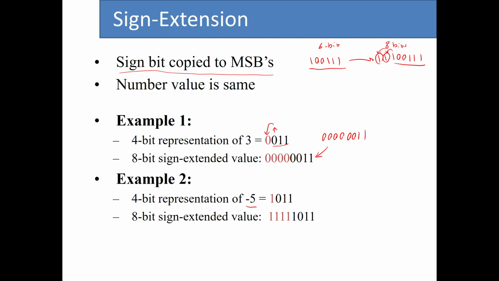But if you wanted to represent it using 8 bits, that means that this is the sign bit. You extend it, you repeat this bit as many times as you want. So this is an 8-bit representation of -5 by sign extension. As I said, using sign extension preserves the value of the number.